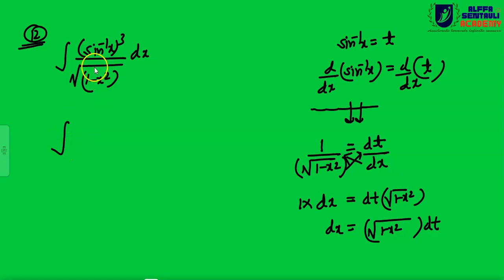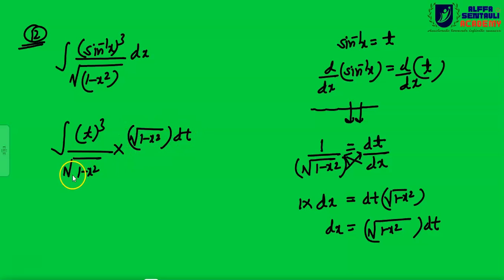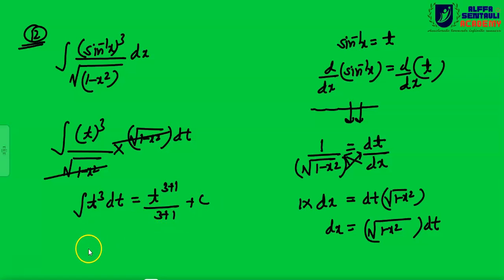So now coming back to the question, we will replace this sin inverse x by t. So this will become t cube divided by 1 minus x square, correct? Now in place of dx we put dx in terms of dt, so this will be under root 1 minus x square multiplied by dt. Got it? So the common terms will get cancelled out and we are left with t to the cube dt. It will become t to the power 3 plus 1 divided by 3 plus 1 plus c. So the answer will be t to the power 4 divided by 4 plus c.